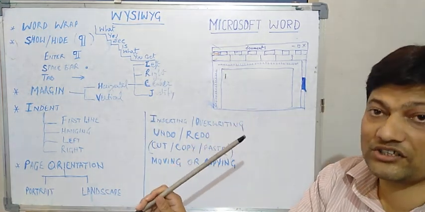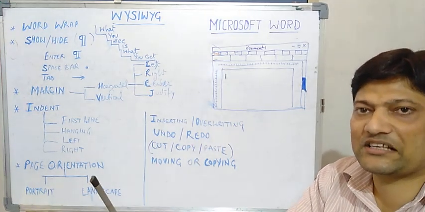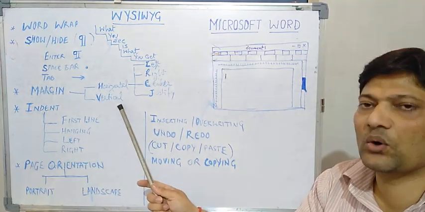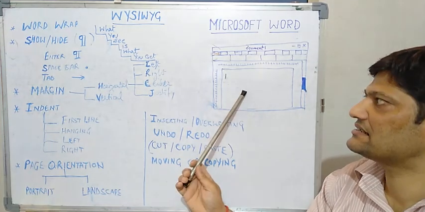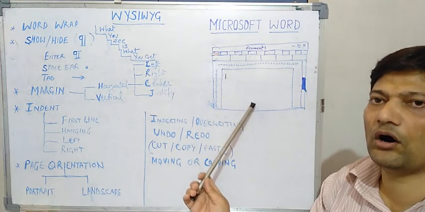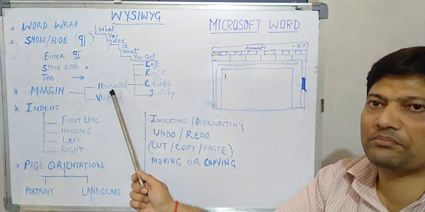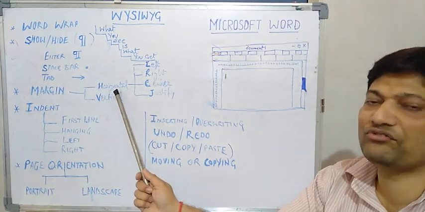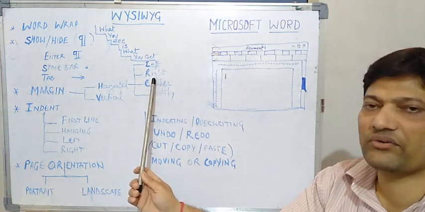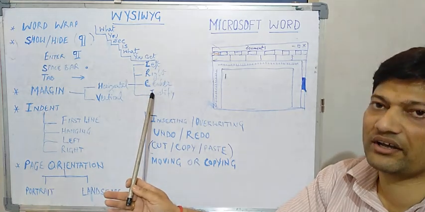Margins can broadly be classified into two categories. One is horizontal and the other one is vertical. Vertical means something which is lying above, in the middle or at the bottom. But mainly we are dealing with horizontal margin. Horizontal margin is of four types. The first type is left, second is right, third one is center, and fourth one is justify.